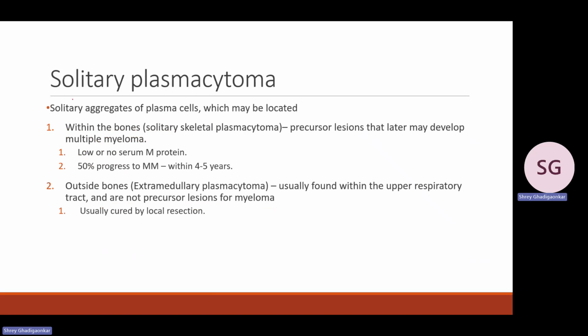And finally, you have solitary plasmacytomas. These are solitary aggregates of plasma cells, and these may be located within the bones or outside the bones. Within the bones, the precursor lesions may develop into multiple myeloma. There might be low or no serum M protein, and half of the patients usually progress to multiple myeloma within 4 to 5 years. Outside the bones, also known as extramedullary plasmacytoma, it is usually found within the upper respiratory tract. These are not precursor lesions for multiple myeloma, and they can simply be cured by local resection.